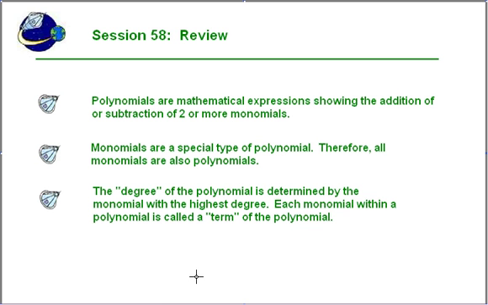Lastly then, as a quick review, polynomials are mathematical expressions that show the addition or subtraction of 2 or more monomials. Additionally though, all monomials are also polynomials. They're just a special type of polynomial. And lastly, the degree of the polynomial is determined by the monomial within it that has the highest degree. Each monomial within a polynomial is called a term of the polynomial. That wraps up then session 58 on polynomials.